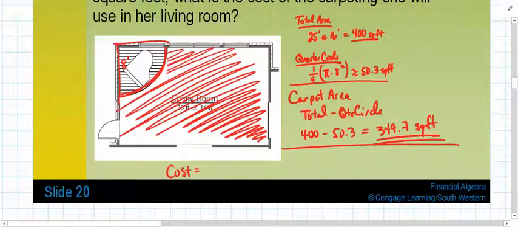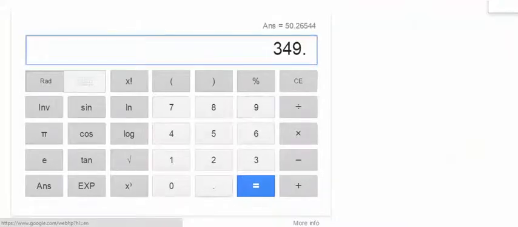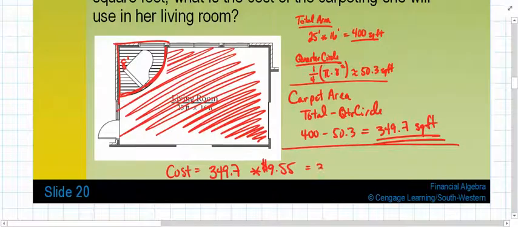Cost is equal to the square footage, 349.7 square feet, times the cost itself per square foot, $9.55. So 349.7 times $9.55 is about $3,339.64.